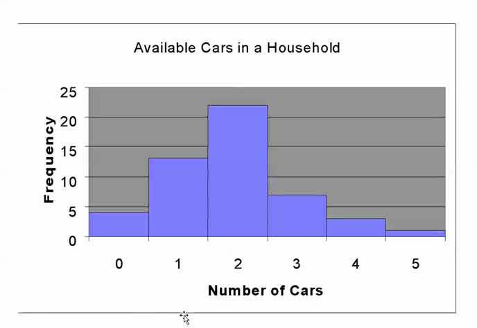So here's a histogram that's already done. I think this one was done in Excel, but I'm going to use the same things. It already says frequency on the y-axis, so I don't need to change that. But I am going to change the x-axis label, and I'm going to change the title. So let's do the title first. Available cars in a household.